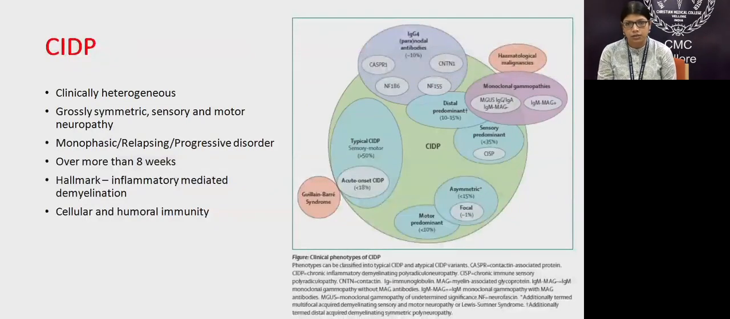Now CIDP also is clinically heterogeneous. Grossly, it can be symmetric with sensory motor neuropathies, and it can be monophasic, relapsing remitting, or progressive. The typical form of CIDP presents as a relapsing remitting disorder, and based on the temporal evolution, the progression of symptoms has to be more than 8 weeks for us to label them as CIDP. The hallmark of this group of disorders is inflammatory mediated demyelination. Hence, immunomodulation is important, and both the cellular and the humoral immunity are affected.